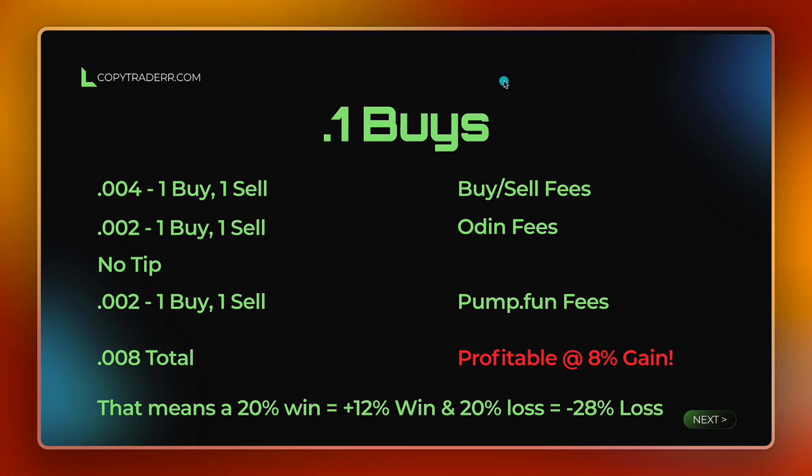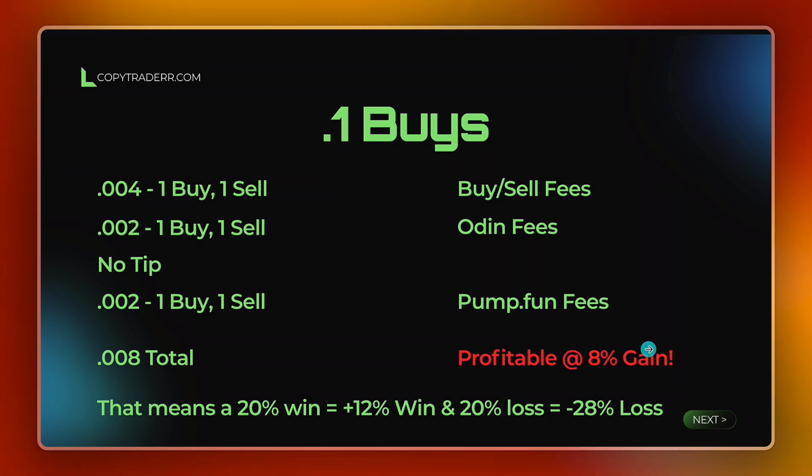All right, let's look at 0.1 buys. And let's go into the assumption of one buy and one sell for the point of this video, because a lot of traders do buy once and sell once, and it's easy to find guys like that. So with 0.1 buys, you're going to be spending about 0.008 in total fees, which is going to eat away at about 8% of your profits. So you'll be profitable after an 8% gain.